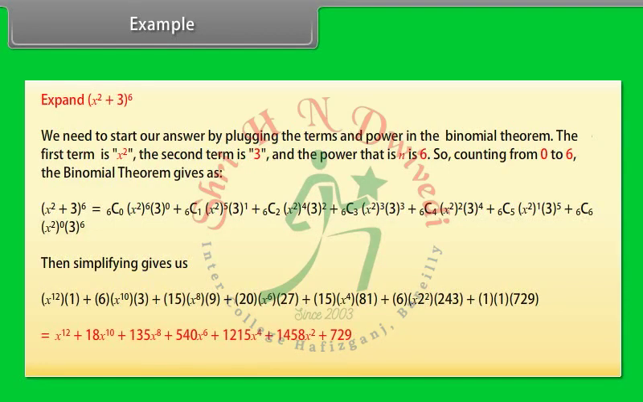x raised to power 12 plus 18 into x raised to power 10 plus 135 into x raised to power 8 plus 540 into x raised to power 6 plus 1215 into x raised to power 4 plus 1458 into x raised to power 2 plus 729.